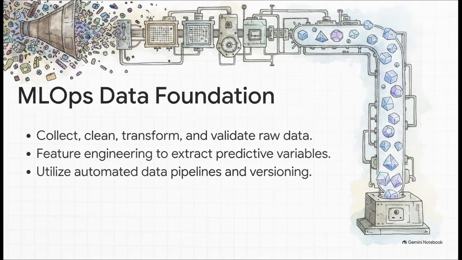So before your model even begins to learn a single thing, you've got this intensive stage of collecting, cleaning, transforming, and validating raw data. Then comes feature engineering, which is basically just taking raw data and turning it into clear signals the AI can actually understand. MLOps steps in to automate these pipelines. It ensures absolute reliability and consistency so you can build a truly trustworthy foundation.